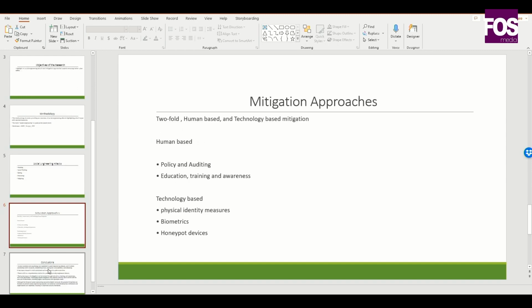And also in terms of mitigation approaches, we have found that it can be twofold, because there are human-based and technology-based mitigation approaches. That means all the mitigation approaches can be divided into these two. When it comes to human-based mitigation approaches, one is policy and auditing.